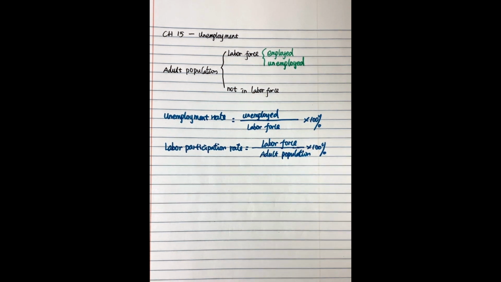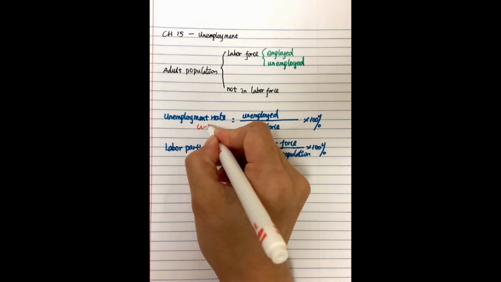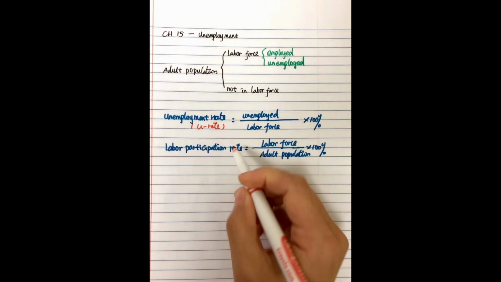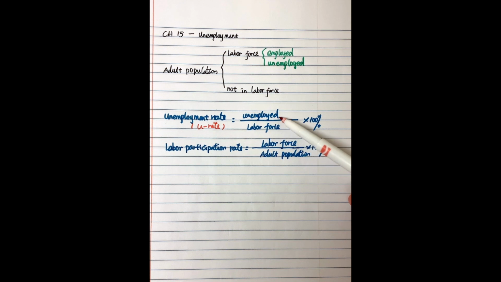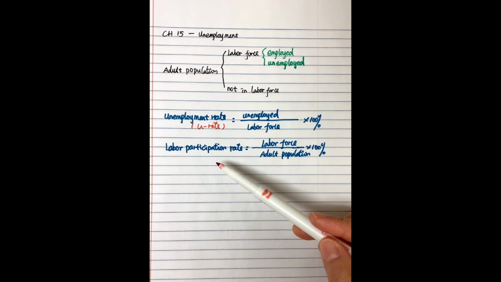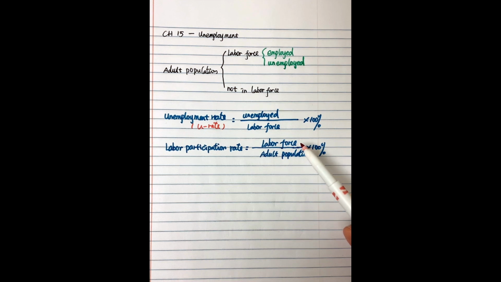The unemployment rate is always abbreviated as U rate, right? We also talk about this in our chapter slides. So the U rate is always equal to the number unemployed divided by the labor force, times 100%. The labor force participation rate equals the labor force divided by the adult population, times 100%.